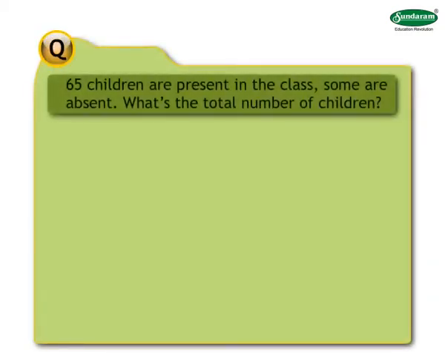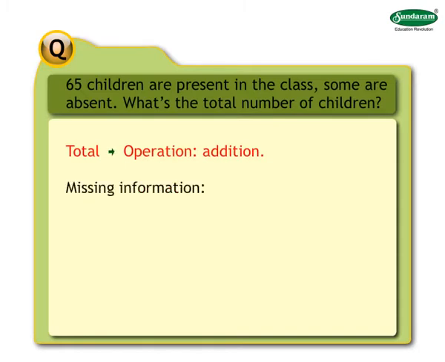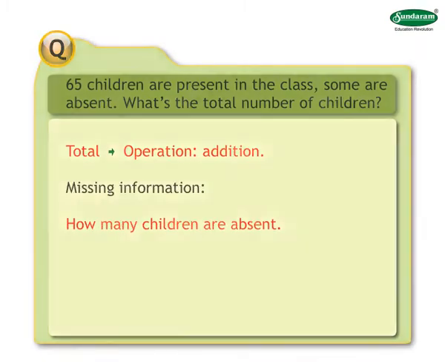Question. 65 children are present in the class. Some are absent. What's the total number of children? Solution. The word total indicates that the operation is addition. But the information missing is how many children are absent.